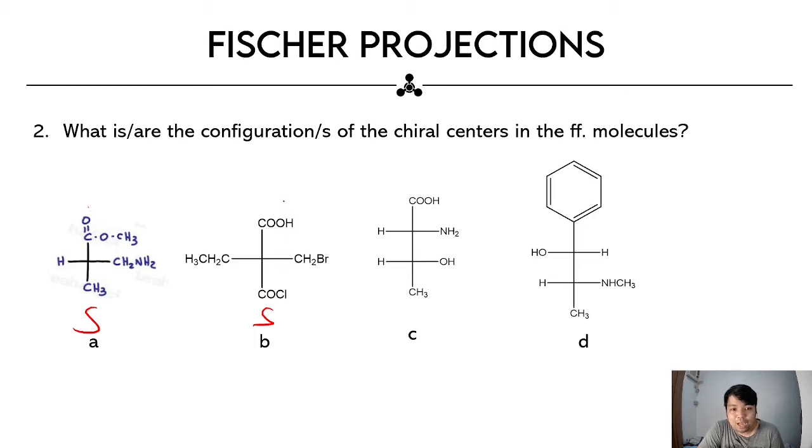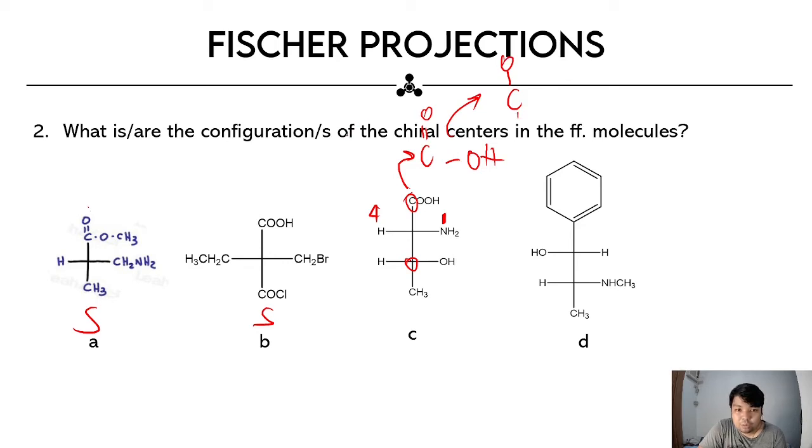Now, for letter C, we have 2 chiral centers. So let's focus on this chiral center here. Now, this chiral center has 4 different substituents. So obviously, this will be number 4. And since nitrogen is heavier than carbon, this will be number 1. And this one will compete for the top 2 spots of the priority substituents. So this is carbon and this is carbon. This carbon is C double bond O, OH. So that is also equivalent to C.